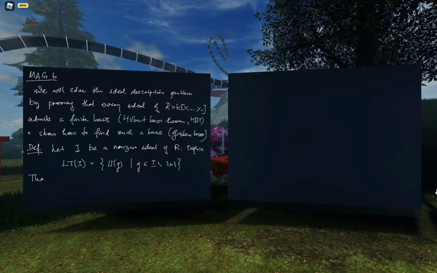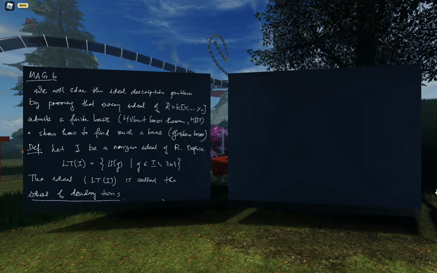So the ideal, we don't have special notation for this. We're just going to write the ideal generated by LT(I). It is called the ideal of leading terms. So this will be a fundamental thing that we're going to use to prove our theorem.